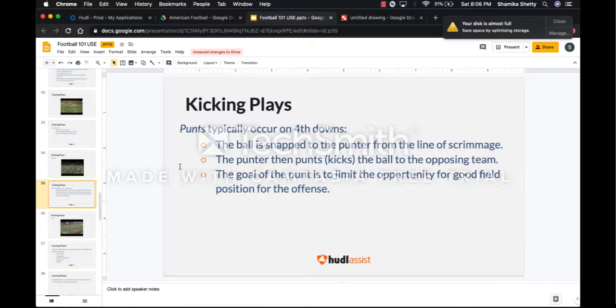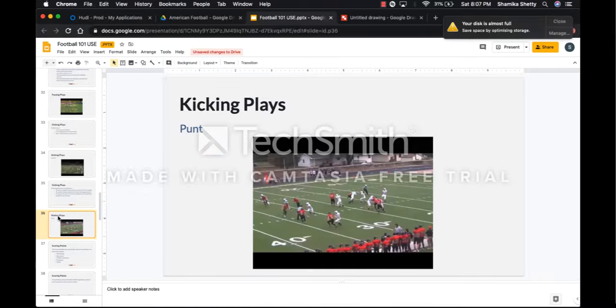Let's read ahead. The punter then punts or kicks the ball to the opposite team. The goal of the punt is to limit the opportunity for good field position. This is what I had explained earlier. To limit the opportunity for a good field position, we try to kick the ball as far as possible, which puts the other team's end zone very far away for them, and it is difficult for them to score a goal. You can watch videos for a punt, or you can even check out YouTube.